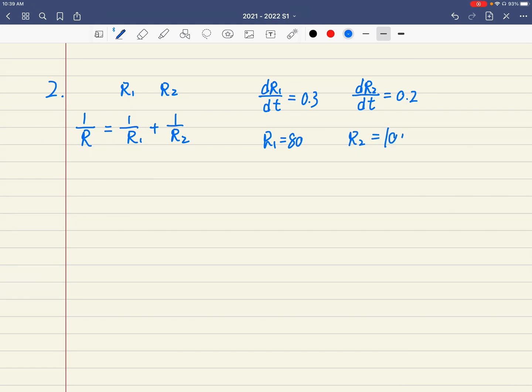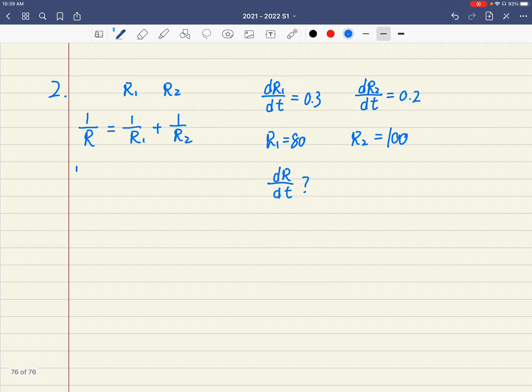So you already know R1 and R2, and you already know their rates of change, and you want to know R's rate of change. So you want to know what is dR over dt. Now the equation connecting R with R1 and R2 is already given. So what we do is we differentiate both sides.